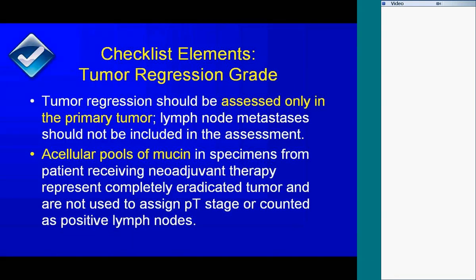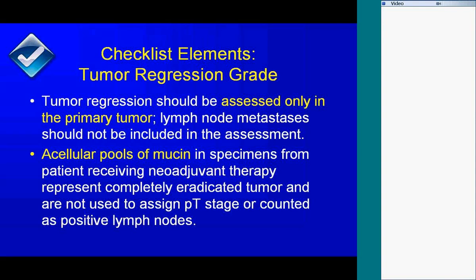So moving on through the checklist, the next item, which is a new element, is tumor regression grade. And again, this applies primarily to rectal cancer. And the general rules are that it should be assessed only in the primary tumor. The lymph node metastases should not be included in the assessment.